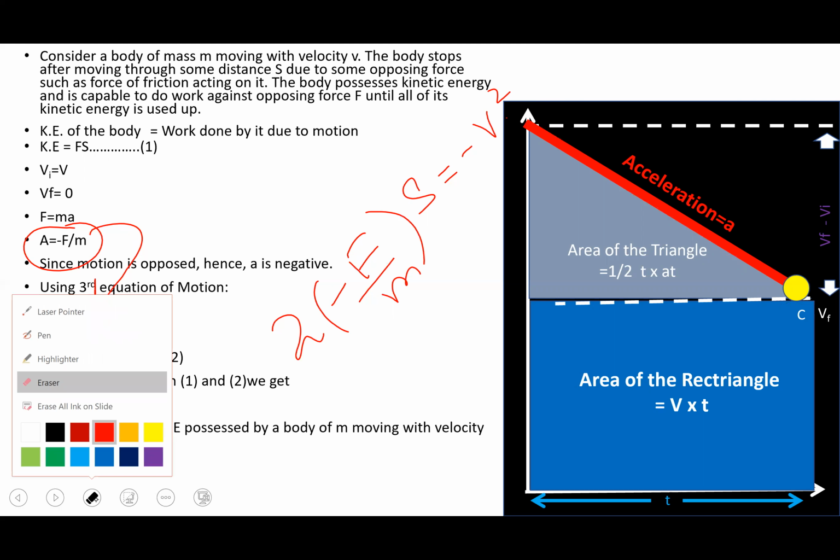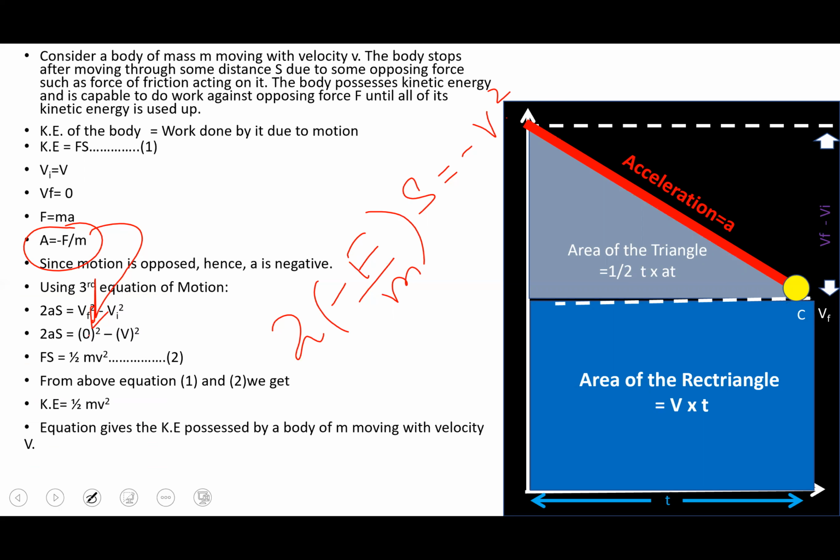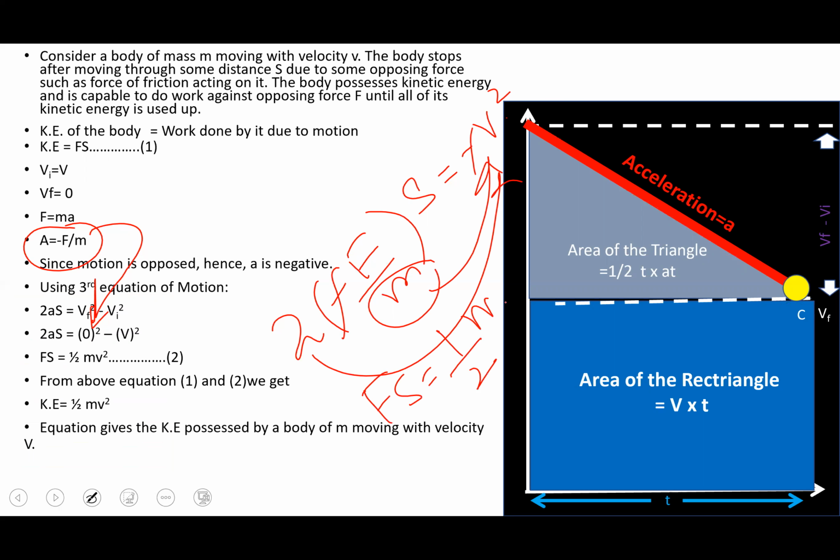Moving on to our derivation. This negative sign and this negative sign cancel out. This m goes to the other side and this 2 goes to the other side. So it will be Fs is equal to 1 over 2 mv square. That is why I have written Fs is equal to half mv square.